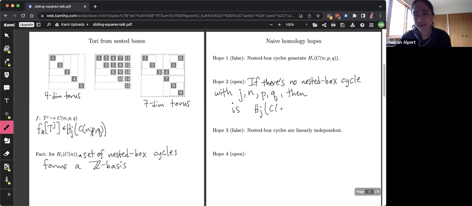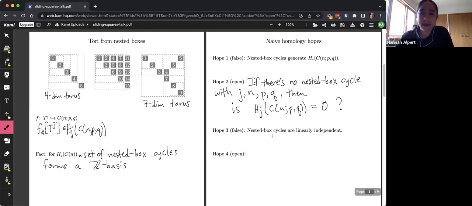Then I'll say is Hj of the configuration space equal to 0. So if we can't draw any homology at all, is it true that there's no homology? I don't know if that's true.